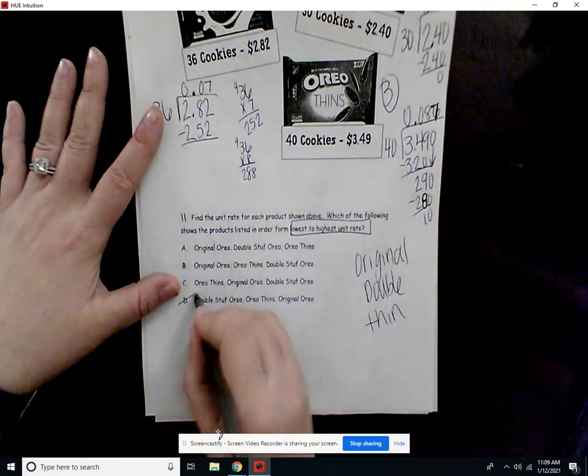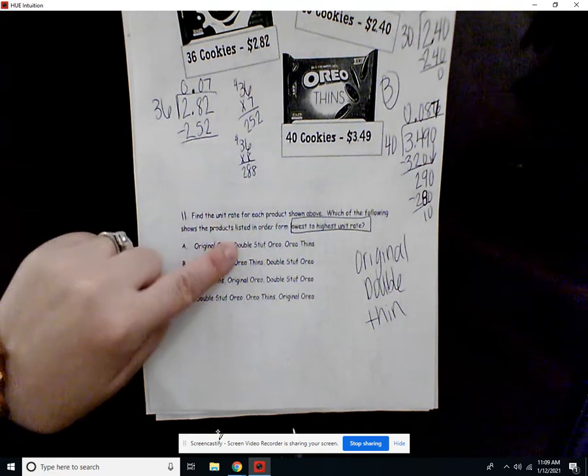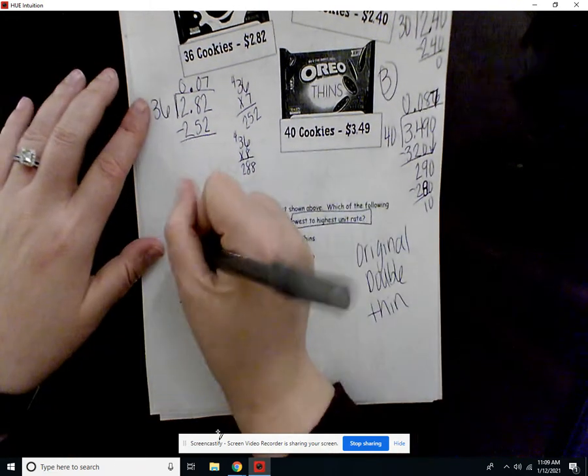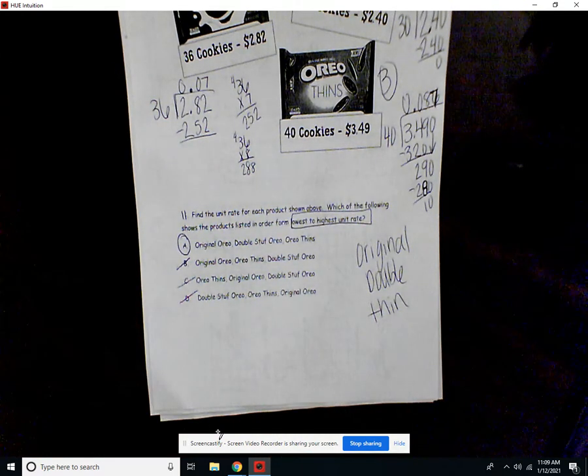So it's not D or C. So both of these are original. A is double, which we want, and then thin. So we get A. And B is wrong because it's thin, then double. All right, this one's going to take some work on your test. Okay, so just don't give up. Keep dividing, and then you'll find your answer.